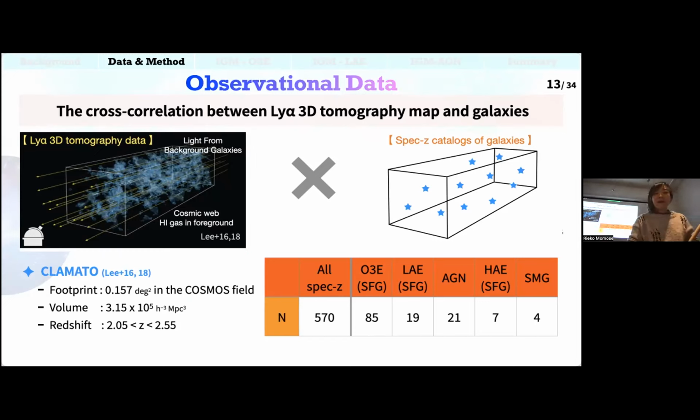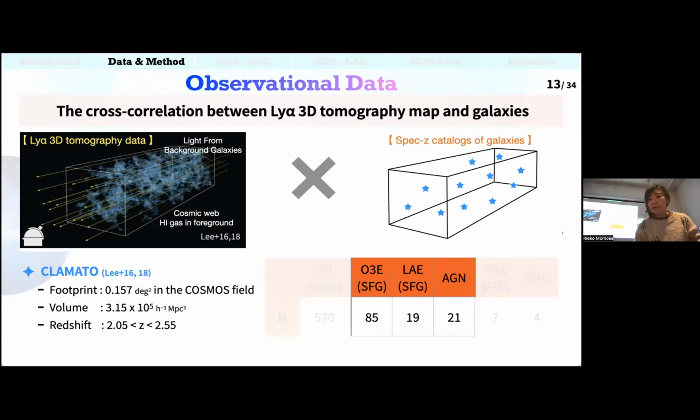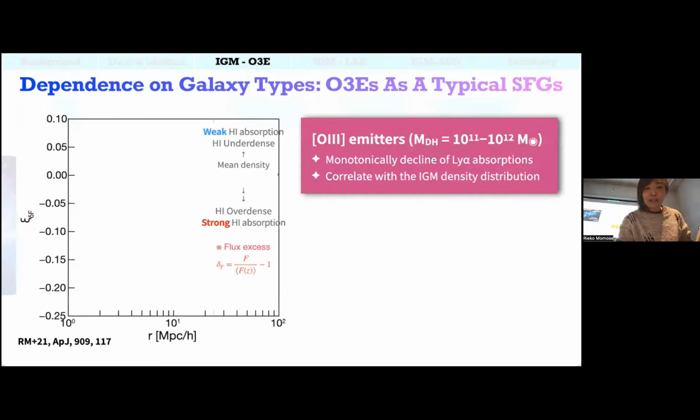And also here I need to say that in this study we refer to spec-z estimated not by Lyman-alpha emission but by nebular lines like H-alpha emission. Okay, so among those 6 galaxy types, I only introduce the results of these 3: star-forming galaxies, O III emitters, Lyman-alpha emitters and AGNs. Okay, then I move on to showing the results.